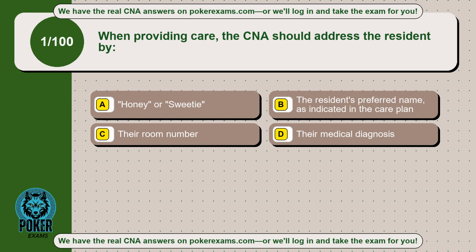Question 1. When providing care, the CNA should address the resident by Option A, honey or sweetie. Option B, the resident's preferred name, as indicated in the care plan. Option C, their room number. Option D, their medical diagnosis. The correct answer is option D, their medical diagnosis.